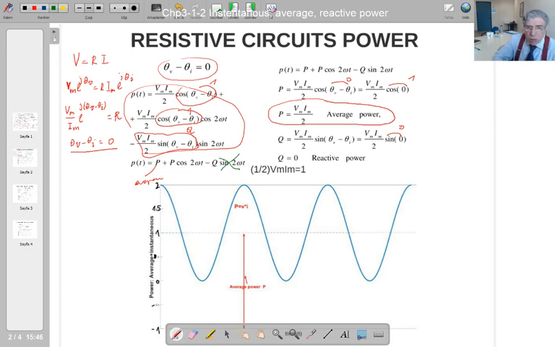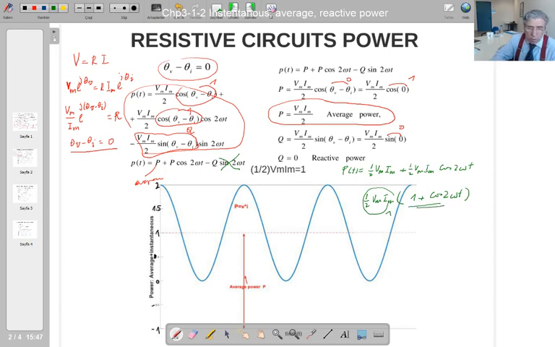And if I write this openly here, p(t), instantaneous power, equals 1 over 2 Vm Im cos (theta V minus theta I), which is equal to 1 so I didn't write it, plus 1 over 2 Vm Im cos 2 omega t. If you put it in parentheses, it's going to be 1 over 2 Vm Im (1 plus cos 2 omega t). If we assume for a special case, to make it simple to draw, that this is equal to 1, so that's the instantaneous power.